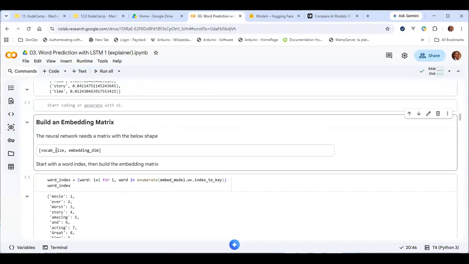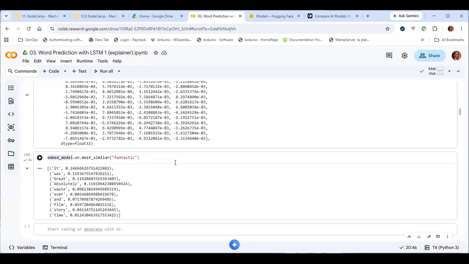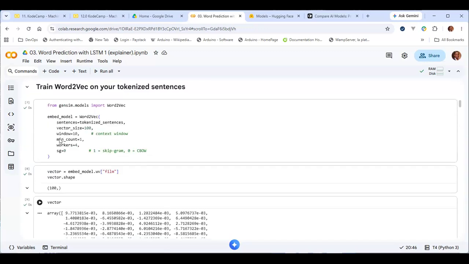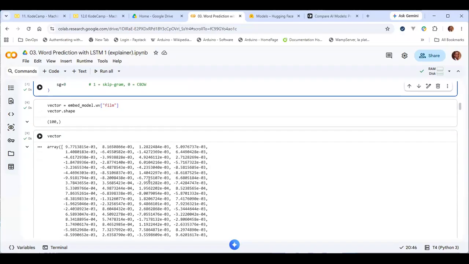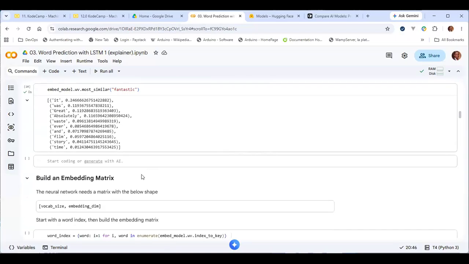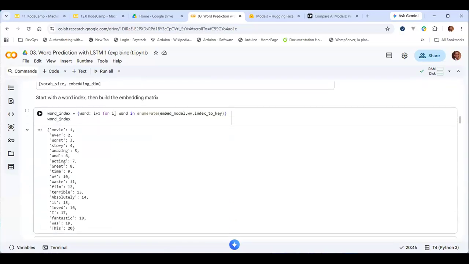So vocabulary size is basically the total number of words you have in your vocabulary, and the embedding dimension is going to be the size of each embedding, which we had started off by making 100, right? That's the vector size. Okay, so for us to now build this, we can run a simple list, and then we run this thing called index to key. So what does index to key do from the word2vec?